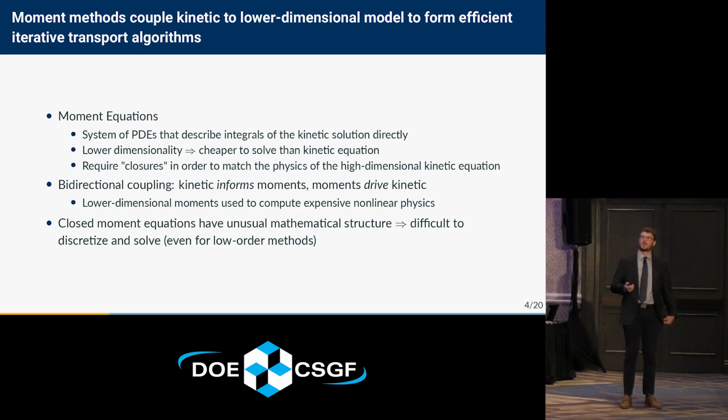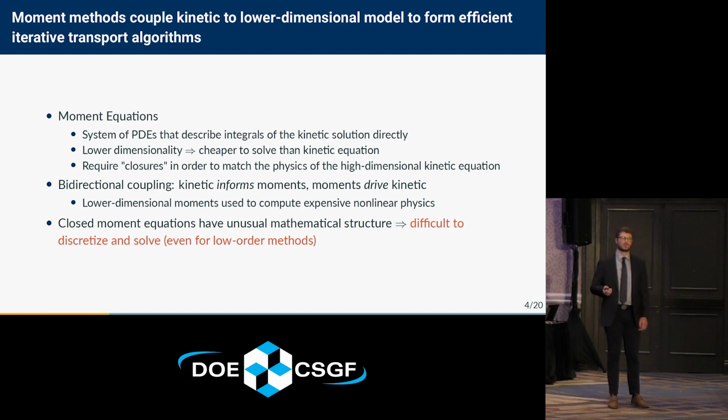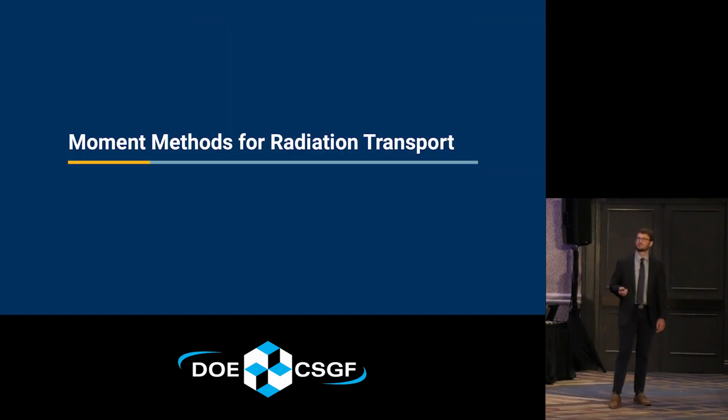The moment methods use a bidirectional coupling. The high-dimensional kinetic equation informs the lower dimensional model through these closures. But then the lower dimensional model is used to compute the expensive physics in the higher dimensional model. The crux of this research problem is that the closed moment equations have an unusual mathematical structure, so they're difficult to discretize and solve. This is true even for low-order methods.